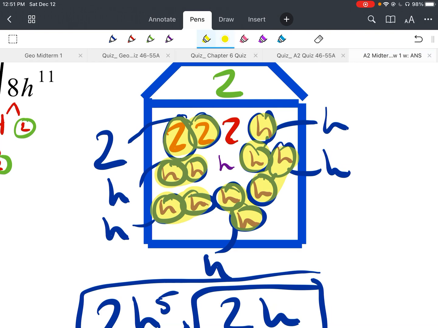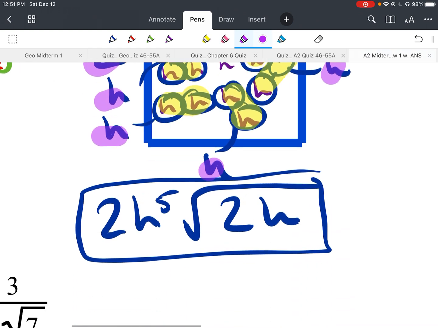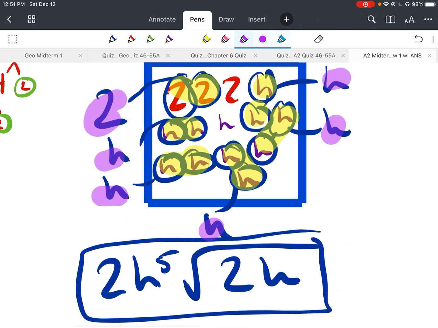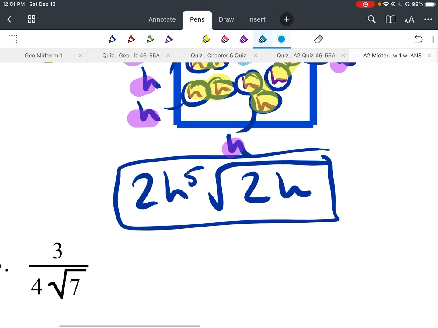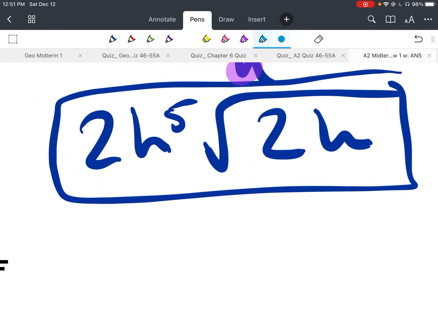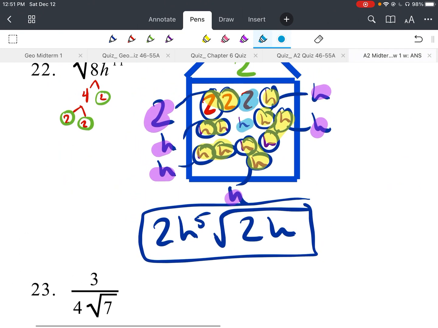And so all the h's outside here, I'm just going to count them up. 1, 2, 3, 4, 5 h's and a 2 are outside the bomb shelter. And what's left in the bomb shelter is just this 2 and this h. And that's what goes under the radical. So that's what the answer looks like. Okay, so this is a really nice technique because you're not going to make any mistakes if you just follow this process. And it's so colorful.